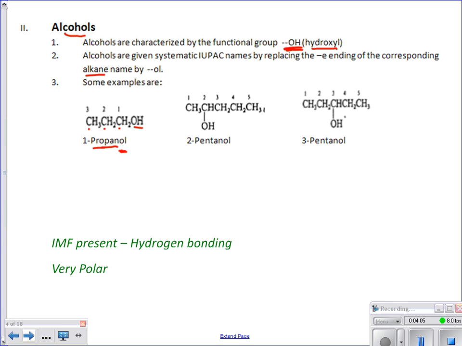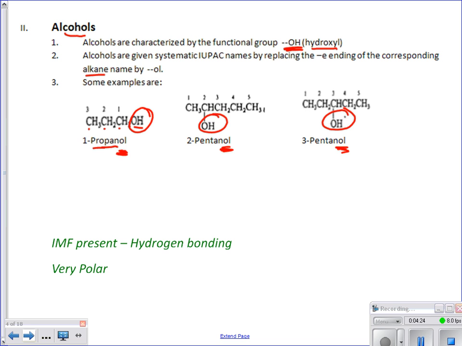Again, all you need to be able to do is look at this either from the structure and notice that there's a hydroxyl group on there, or look at it from the name and notice that there's an OL there. That is all that is expected of you.